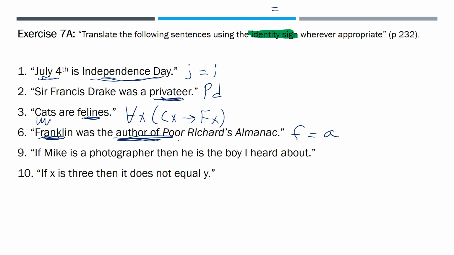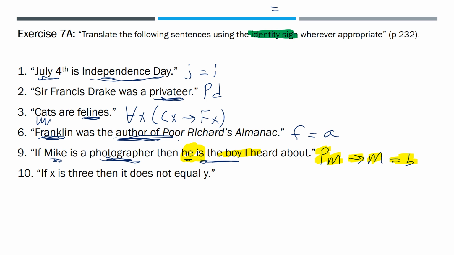Number 9 tells us if Mike is a photographer, then he is a boy I heard about. Overall, we have a conditional. In the antecedent, we have Mike is a photographer. Mike is a specific person, obviously. Photographer is a predicate. But in the consequent, we do have an identity here. He is the boy I heard about. In other words, we have capital P lowercase m, arrow, m equals b. In other words, if Mike is a photographer, then Mike is identical with that boy. We have he is that boy I heard about.